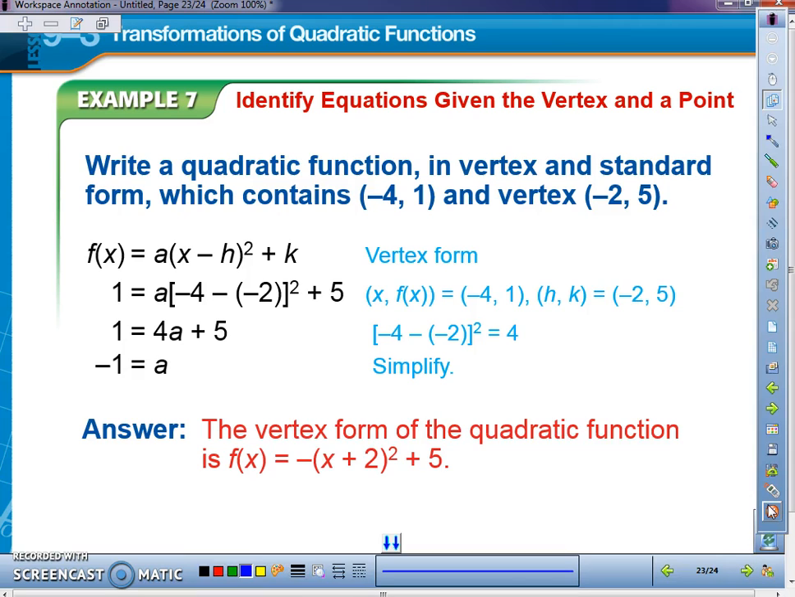Now the last part we have here is this vertex form and standard form. Standard form is what we've been working at. Vertex form is a little bit different. So when you see this, you have a point, contains this point, and this is the vertex right here.